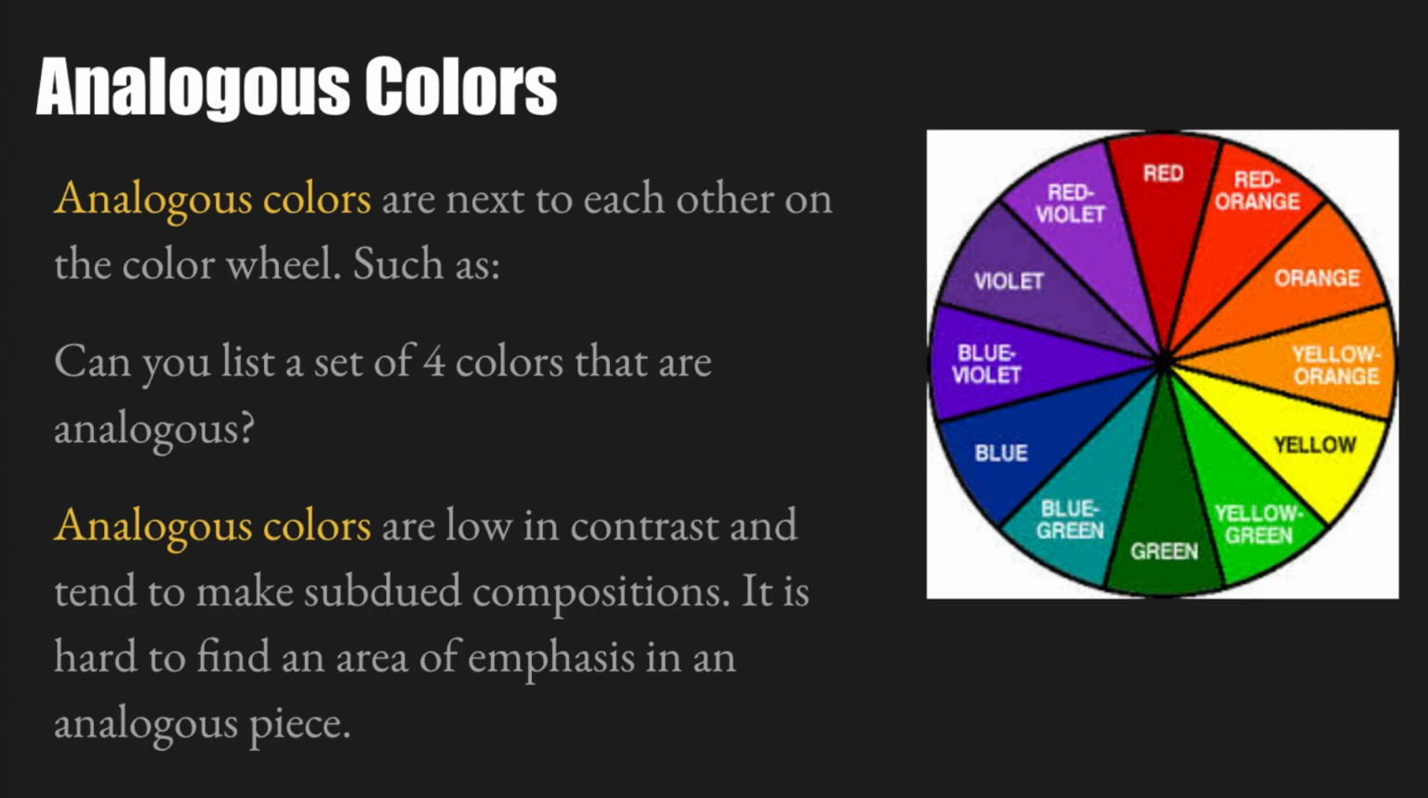For example, if I start with blue, I can move to blue-green, green, and yellow-green, which are all analogous to each other on the bottom left of the color wheel. Analogous colors are generally pretty low in contrast with each other, meaning it will be harder to see an area of emphasis in an analogous color scheme because there isn't much contrast between each color.